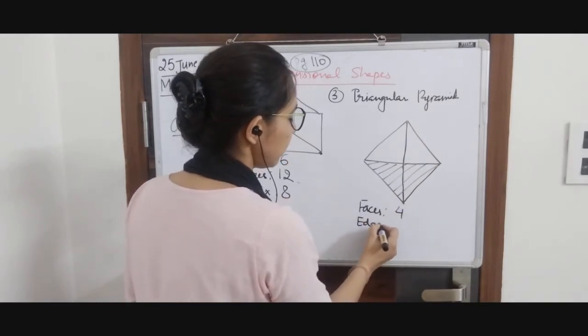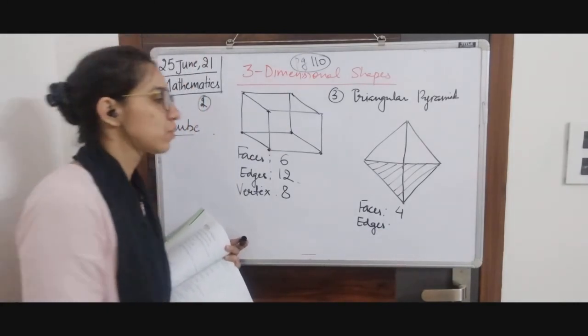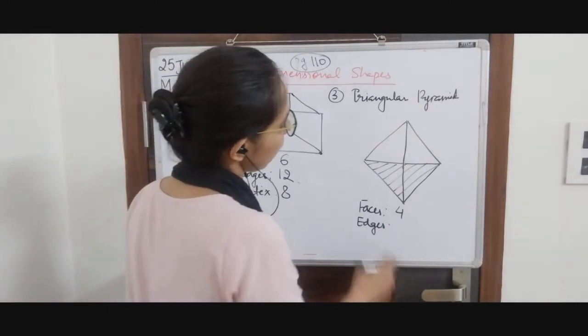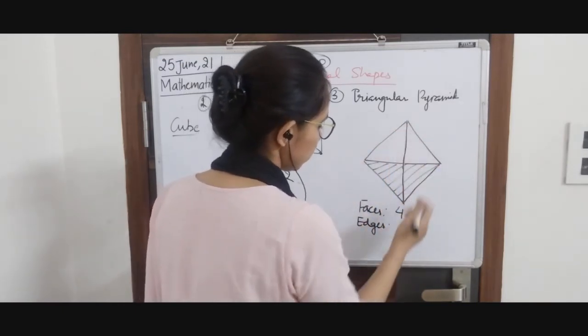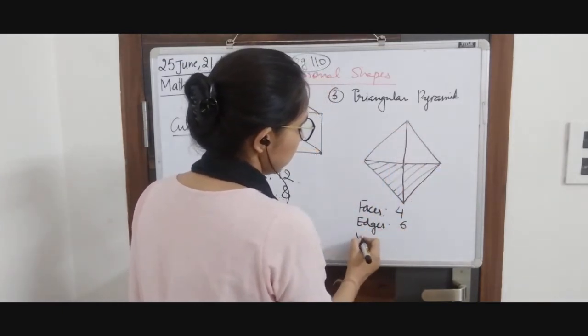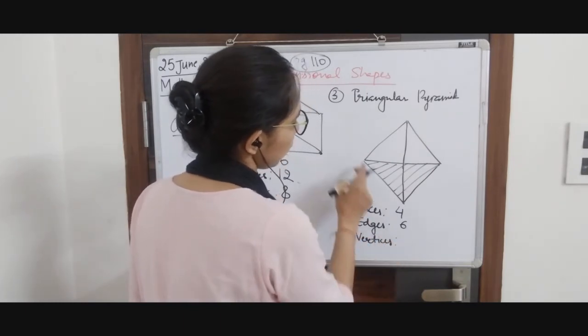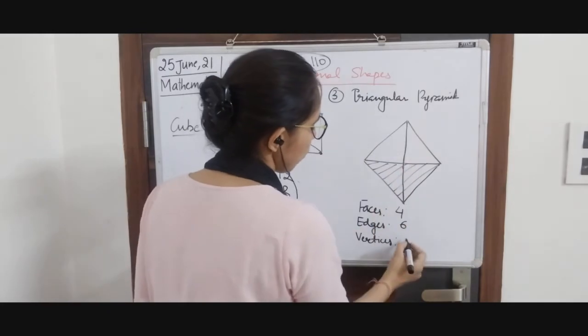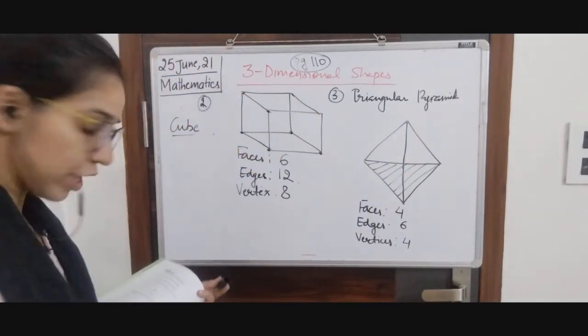Edges. An edge is the line segment where 2 faces meet. So we have to count the line segments: 1, 2, 3, 4, 5, 6. It has 6 edges. Then vertices. We have to simply count the vertices. They are going to be 1, 2, 3, 4. 4 vertices. Okay, next we have a square pyramid.